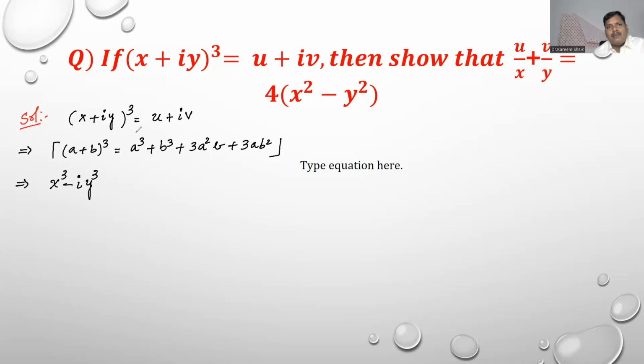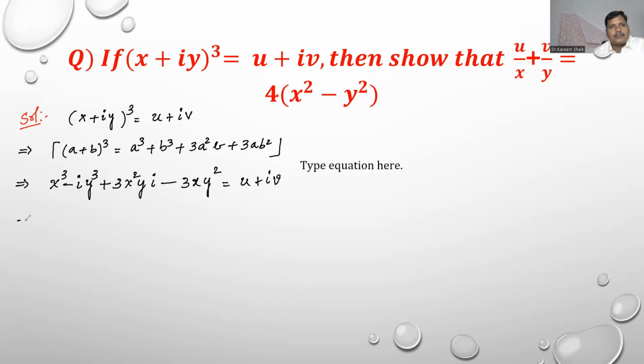Plus 3a square b. A square is x square. B is iota y. So plus 3x square y iota or 3 iota x square y. You can write like that also. Next here plus 3ab square. But b is iota square y square. Iota square is negative. So negative. Here 3xy square is nothing but right side u plus iota v.